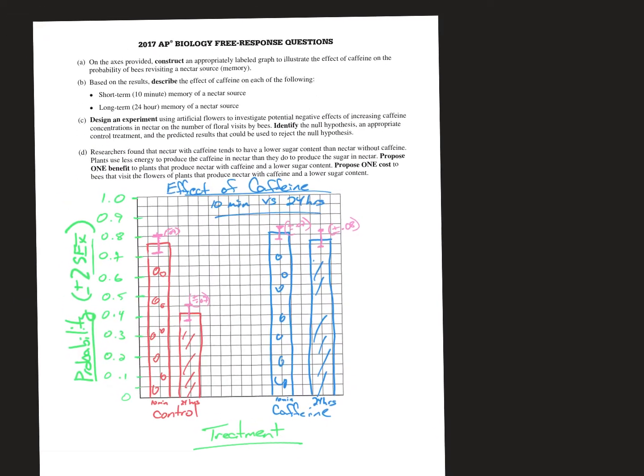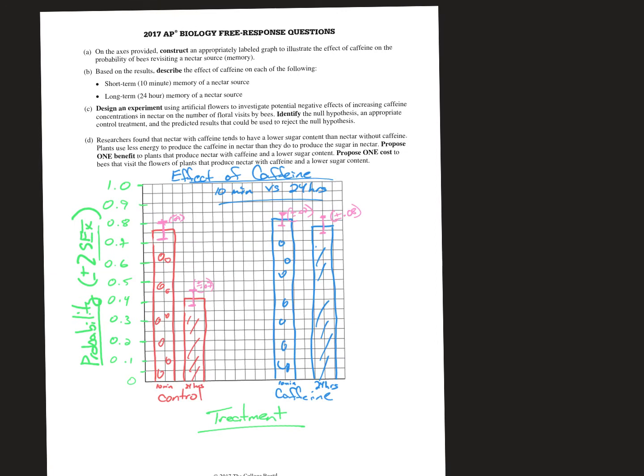The problem says to construct an appropriately labeled graph and illustrate the effects of the caffeine. I've already determined that I want to use a bar graph, so I graphed it as a bar graph. I graphed the control versus the caffeine, so the control group versus the treatment group, right? Here you have probability plus or minus SE, standard error, depending on the sample size.